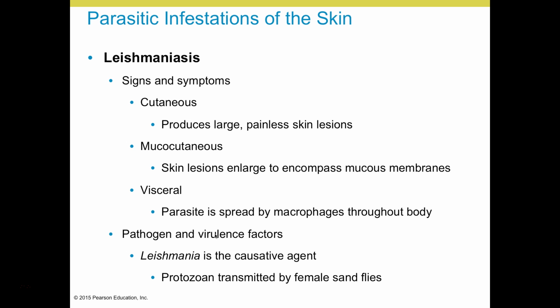Parasitic infection of the skin, leishmaniasis, produces large painless skin lesions. These skin lesions enlarge to encompass mucous membranes when it becomes mucocutaneous. When it's visceral, it can go throughout your body, through your viscera, meaning the other organs. Leishmania is not a fungus. This is a protozoan, which is transmitted by female sandflies.